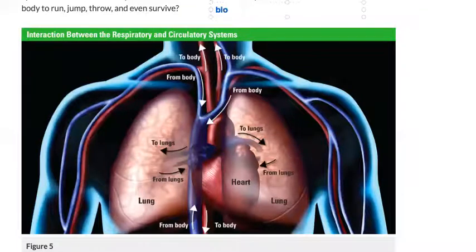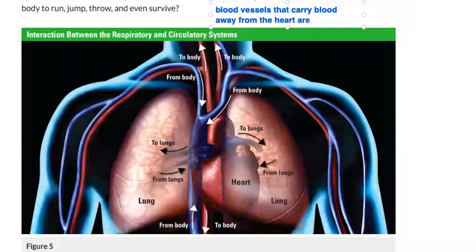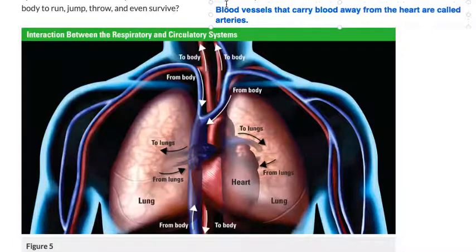Blood vessels that carry blood away from the heart are called arteries. Whereas blood vessels that carry blood to the heart are called veins.